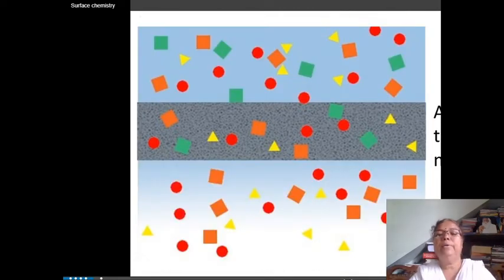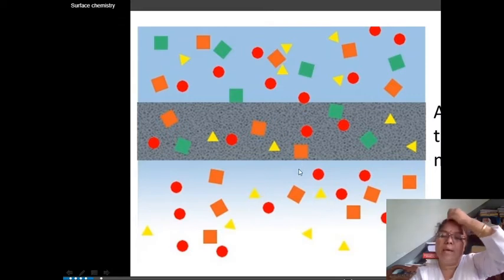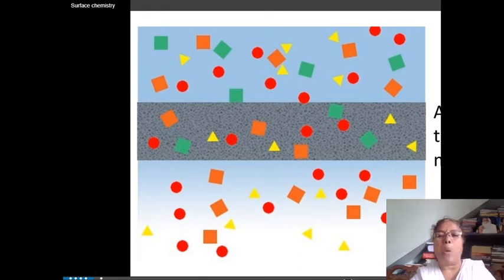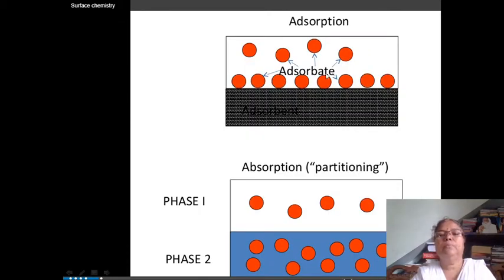Then we deal with the process of absorption. Suppose these are the foreign particles and this is the absorbing medium. These foreign particles get absorbed into the absorbing medium. Here the substance which accumulates on the surface of another substance is called the adsorbate, and the substance on which adsorption occurs is called the adsorbent.